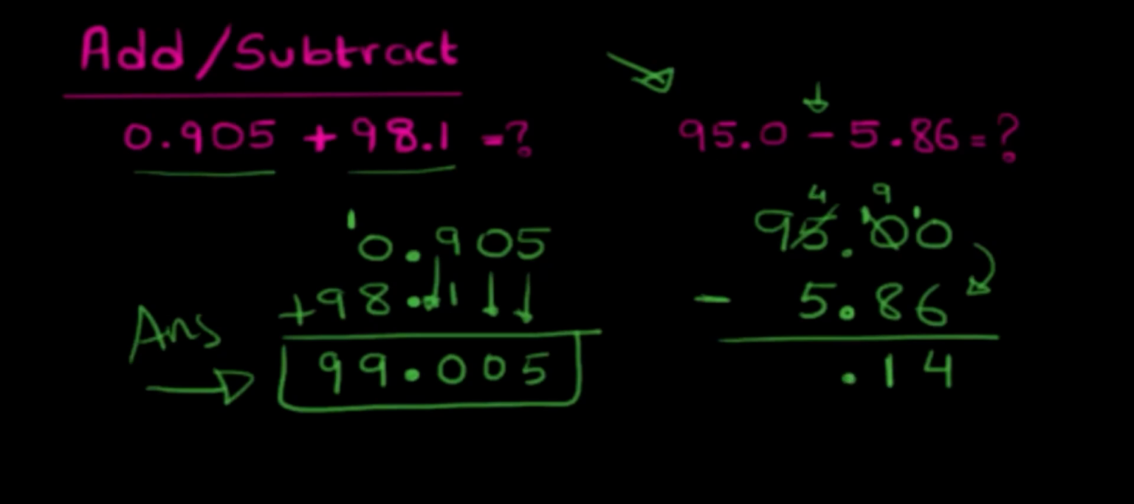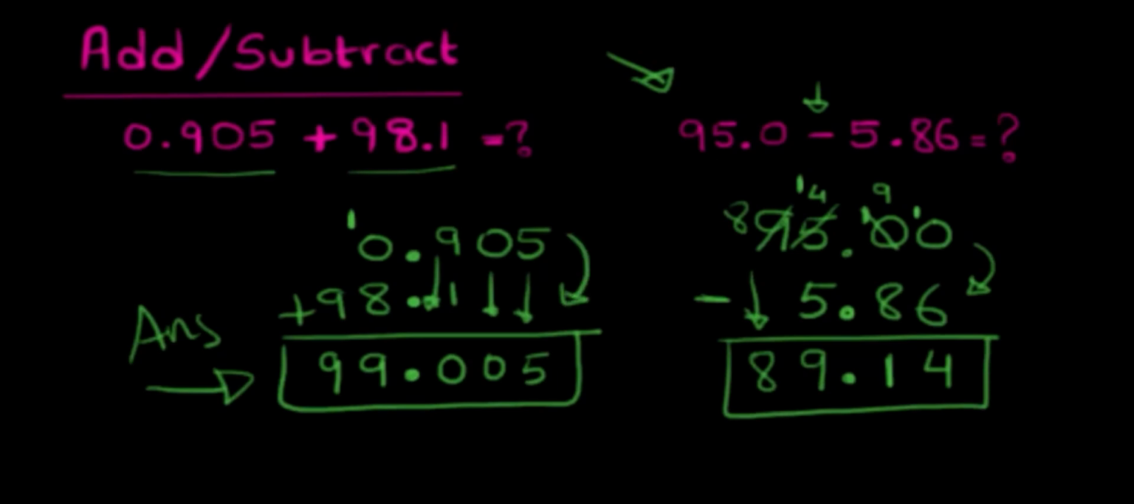Decimal follows down. 4 take away 5 is not possible. What I can do, I can either do a 94 take away 5 or borrow from the 9. Borrowing from there, 8. That becomes a 14. 14 take away 5 is a 9, and the 8 follows down. So that's my solution. So we know how to add and subtract. Just be very careful about lining the decimal on top of the decimal.